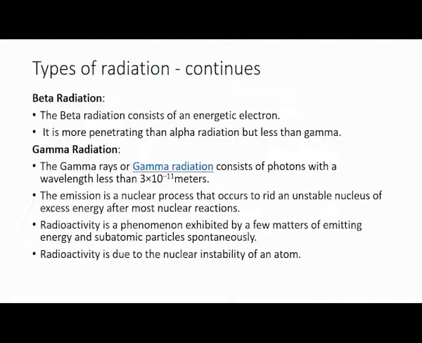Then you also need to know that beta radiation, these are said to be fast moving electrons, while alpha radiation, they are helium nuclei, and gamma, these are not particles, they are radiation with the shortest wavelength, with the highest penetrating power and highest frequency.